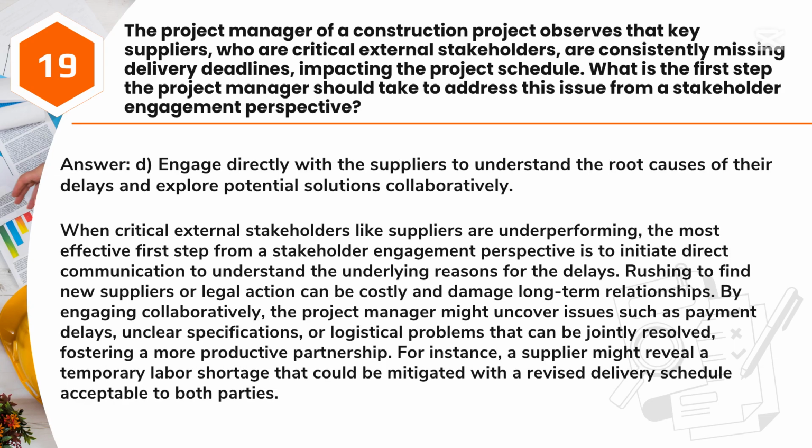Answer: D. Engage directly with the suppliers to understand the root causes of their delays and explore potential solutions collaboratively. When critical external stakeholders like suppliers are underperforming, the most effective first step from a stakeholder engagement perspective is to initiate direct communication to understand the underlying reasons for the delays. Rushing to find new suppliers or legal action can be costly and damage long-term relationships.